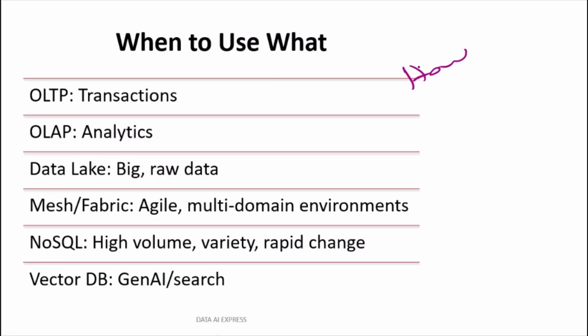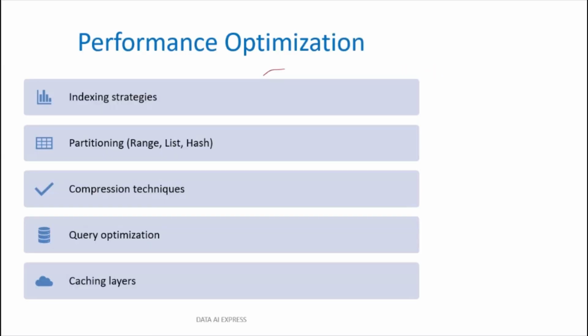Choosing the right database. With so many options, how do you choose the right database? For a transactional system, you will want a SQL database, OLTP. For analytic systems, you definitely need an OLAP database. For unstructured or semi-structured data, a data lake is a good choice. For a multi-domain system, a data mesh or a data fabric can be considered. For rapidly changing data with high variety, a NoSQL database is a good choice. And for generative AI and RAG applications, a vector database is ideal. When choosing a database, you also need to consider things like indexing, partitioning, compression, and query optimization.